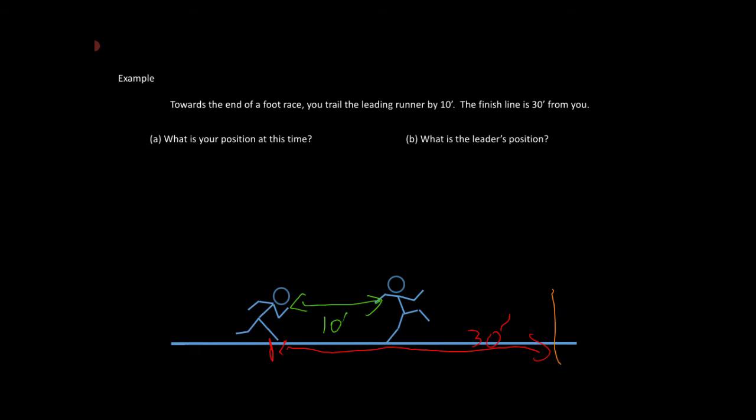All right, so I'm going to use the origin as the finish line. So this is 0 feet. You're 30 feet from it and to the left. So that's minus 30 feet. And we're done with this part. Next thing we have to do is figure out what the leader's position is.